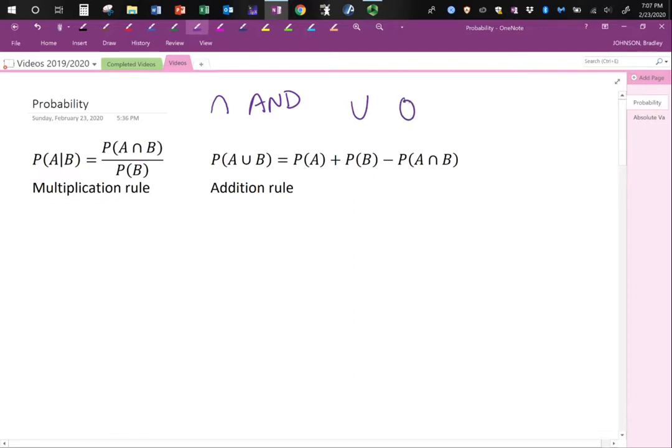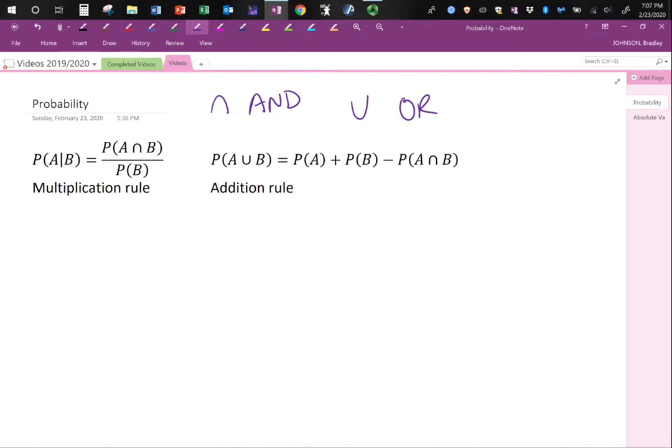Now if we look at the addition rule, it says probability of A union B. Union we will treat as an OR statement, so it could be either or. So the probability of A union B is equal to probability of A plus probability of B minus the probability of A and B. That is our addition rule.